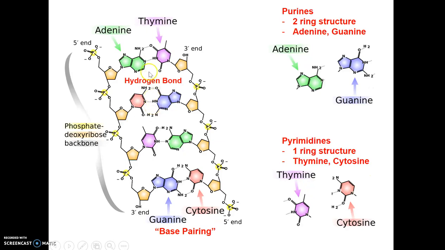But I just want you to know that adenine and guanine are our purines. They are bonded with thymine, and cytosine are pyrimidines. And between these we have 2 hydrogen bonds, and here we have 3. So that's how that works. Those are our base pairing rules.